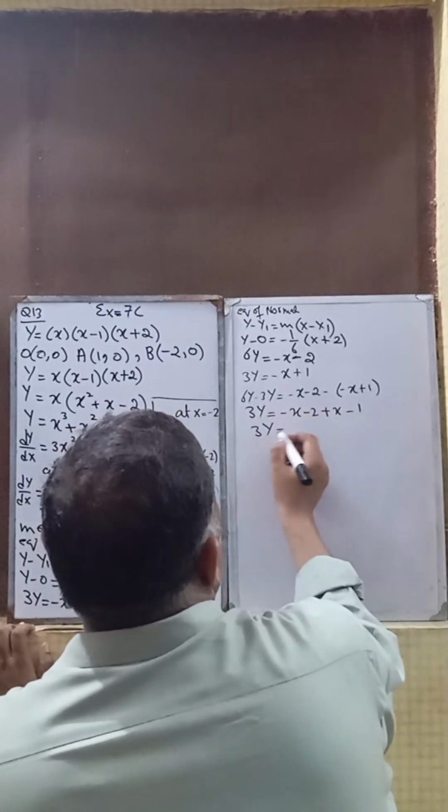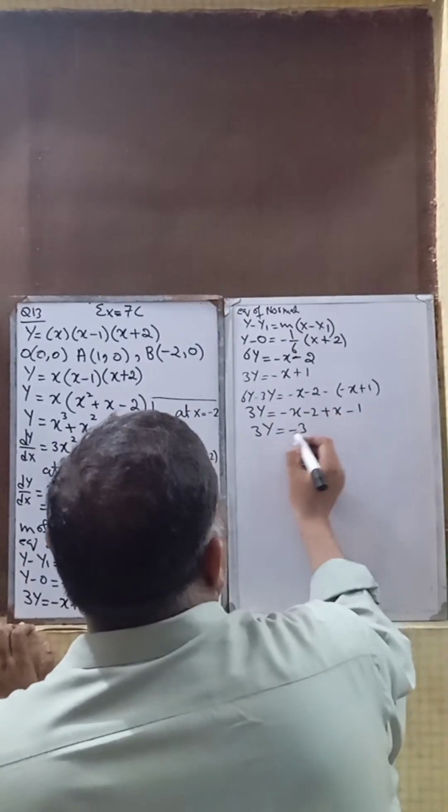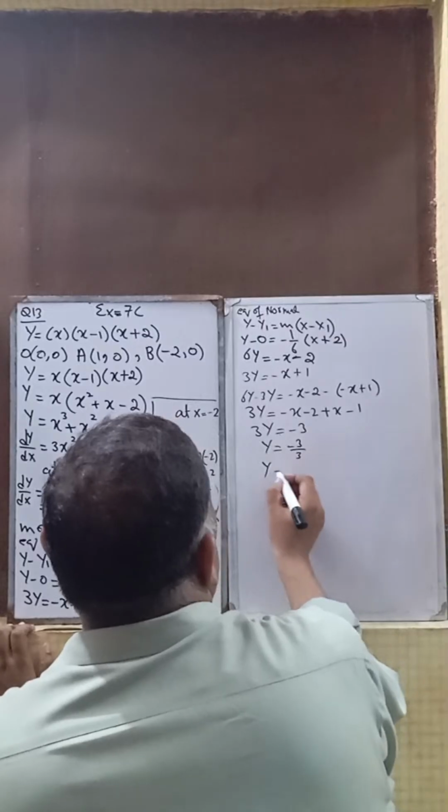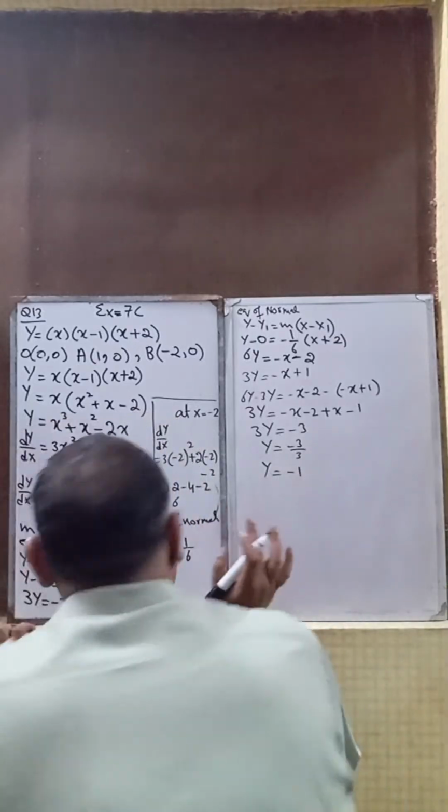So 3y will be equals to this, and this is gone, so minus 3. So y will be equals to minus 3 by the 3. So y will be equals to minus 1. Now I know the value of the y.